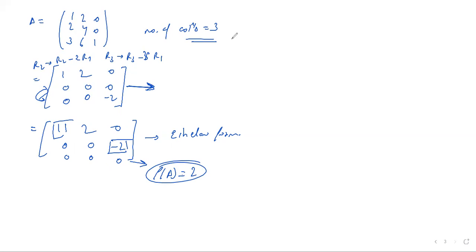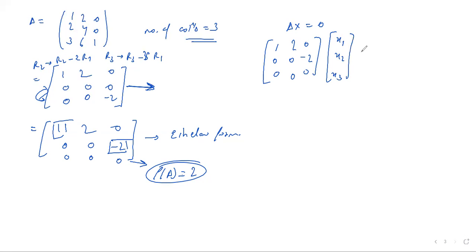Okay, now if I want to find the null space of this matrix, what will we do? We will apply Ax equals 0. Let's use the echelon form here, which will be easy for calculation. The matrix 1 2 0, 0 0 minus 2, 0 0 0, times x, that is x1 x2 x3, equals the zero vector. So the corresponding equations are x1 plus 2x2 equals 0, and minus 2x3 equals 0. So we get x3 equals 0, and x1 equals minus 2x2.